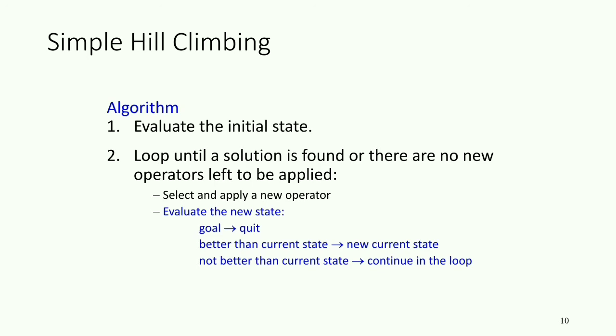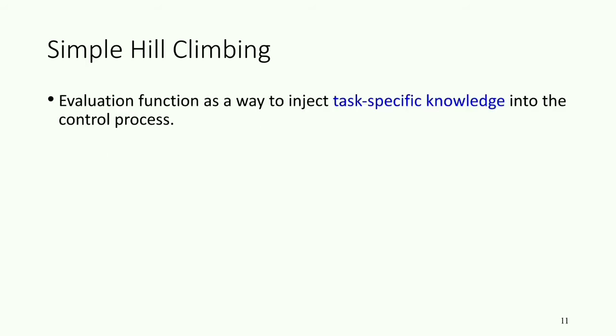The first step is to evaluate the initial state. Number 2, loop until a solution is found or there are no new operators left to be applied. Select and apply a new operator, and evaluate the new state. If that new state is a goal state, then quit. Otherwise, if it is better than the current state, then make it the new current state. And if it is not better than the current state, then continue in the loop. In simple hill climbing, the evaluation function is a way to inject task specific knowledge into a control process.